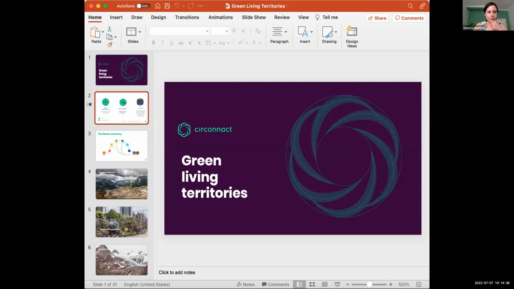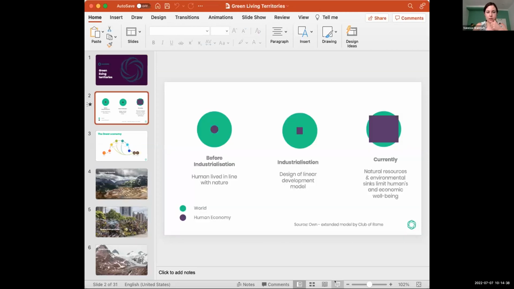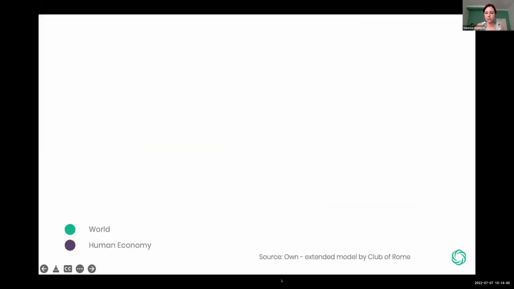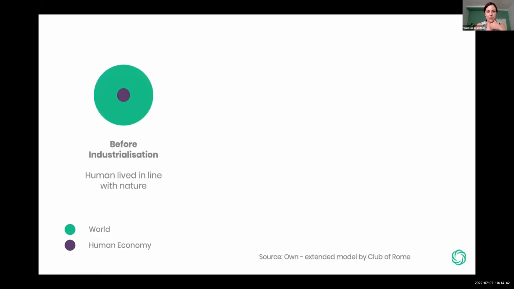We just start with the presentation, and show during this course how a circular economy can contribute to these green living territories. We start basically at the beginning.